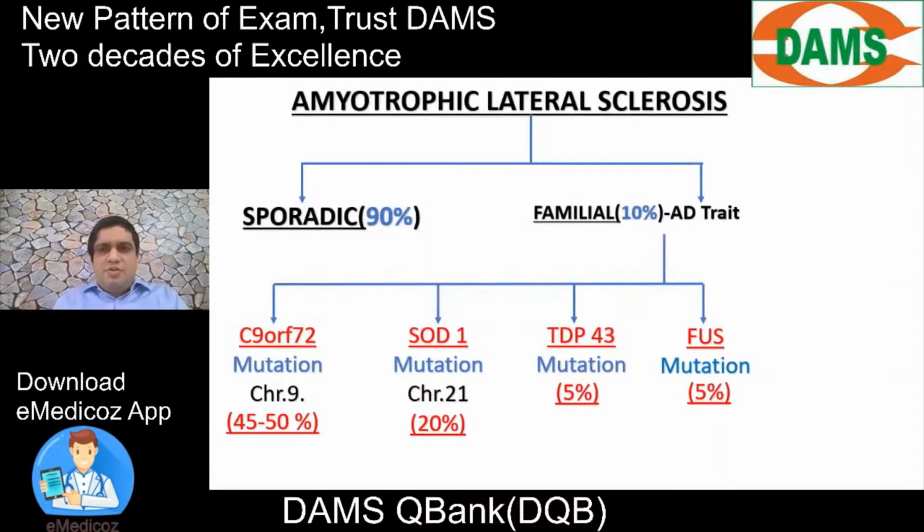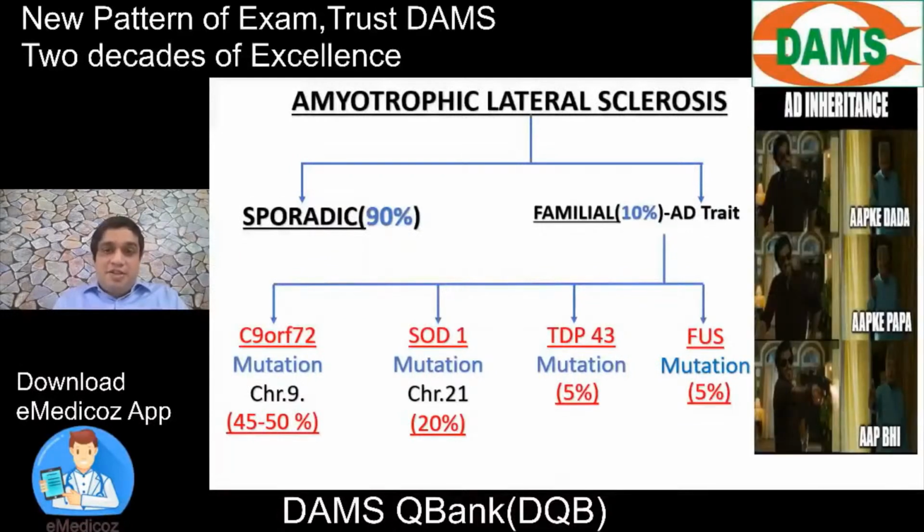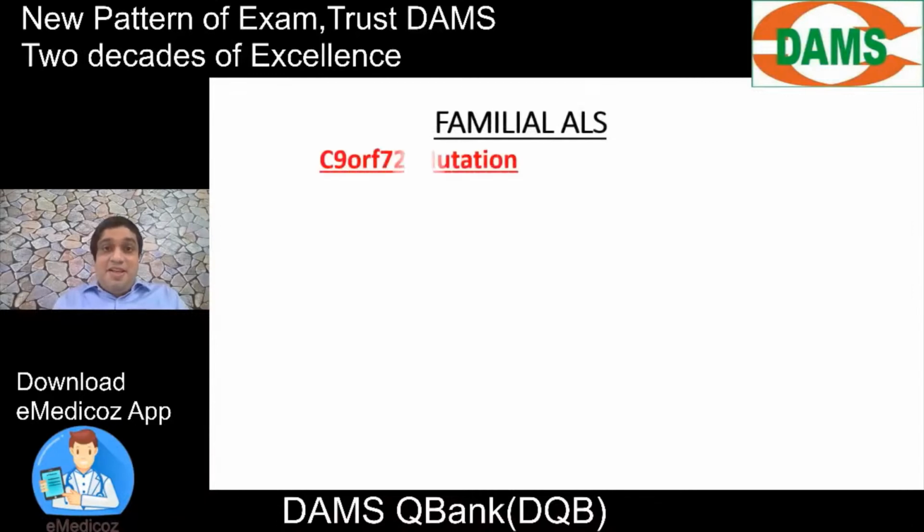Now what is autosomal dominant trait? If you know, it's generation to generation it goes from the grandfather to the father and to the son. Okay. Now familial ALS, if I look at, it can be due to the C9orf72 mutation. And what is this ORF standing for? It stands for the open reading frame on chromosome number 9.